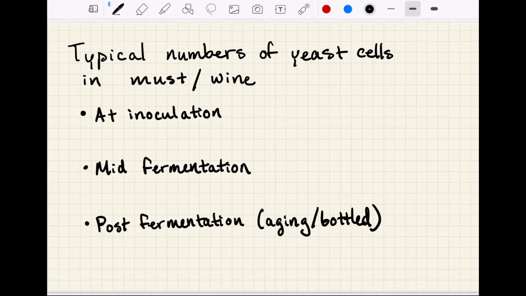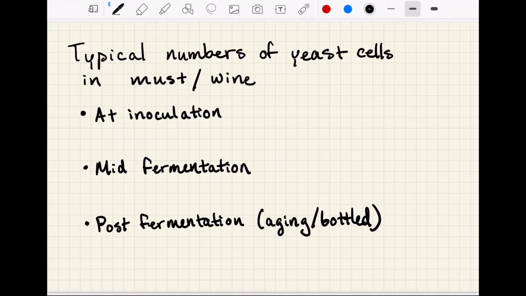To give us an idea of what numbers of yeast cells are typical in wine, it's important to consider the stage of the winemaking process. Yeast cells are microscopic, so we're usually talking about very high numbers, up in the millions of cells per milliliter. With numbers that big, you might sometimes see exponential notation used.